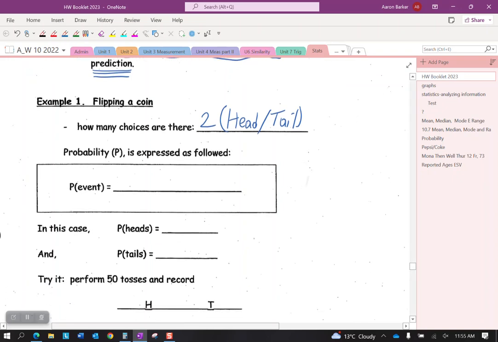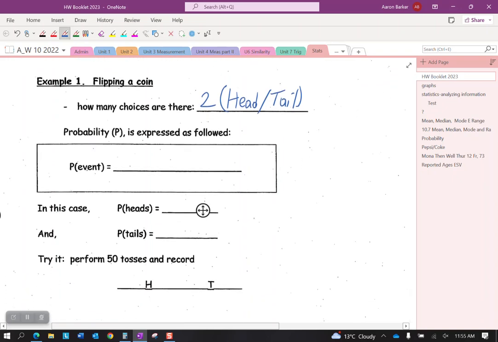So the probability is expressed as that. First of all, you have the event in brackets. This will change depending on what we're trying to find. So that could be a red, it could be a 9, it could be a 4, whatever. That changes all the time. And then on top will be the number of favorable outcomes.